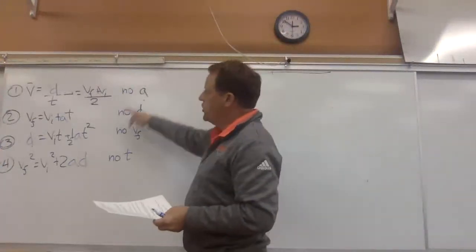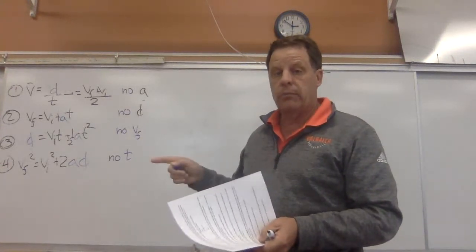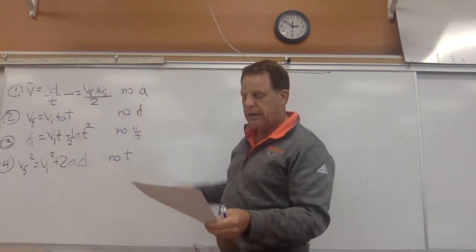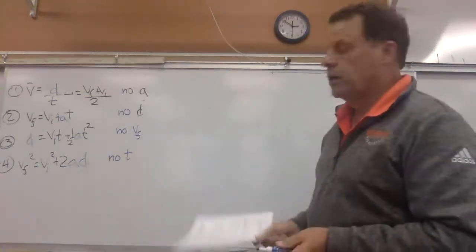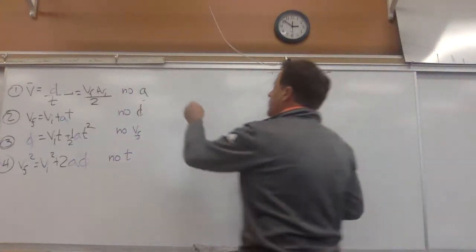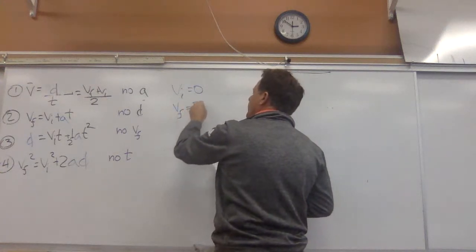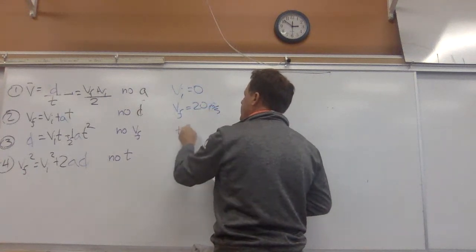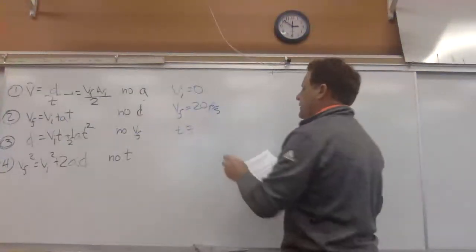So remember that your equation has to have the variable in the problem. So we cannot use equation number 1 because it doesn't have acceleration in there. The rest of these have acceleration in them. So we want to look at the other things that we have. We know that the initial velocity is equal to 0, the final velocity is 20 meters per second, and the time is equal to 5 seconds.